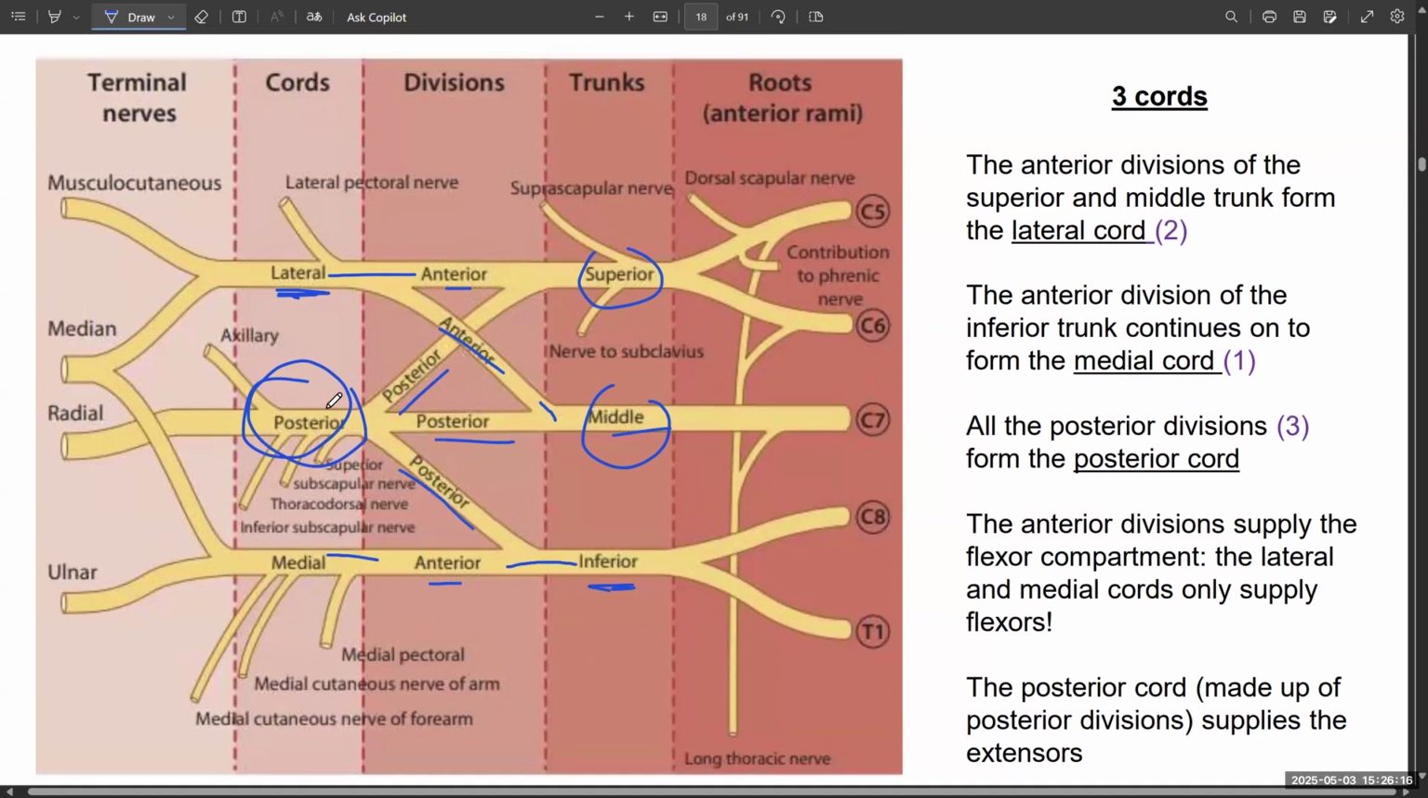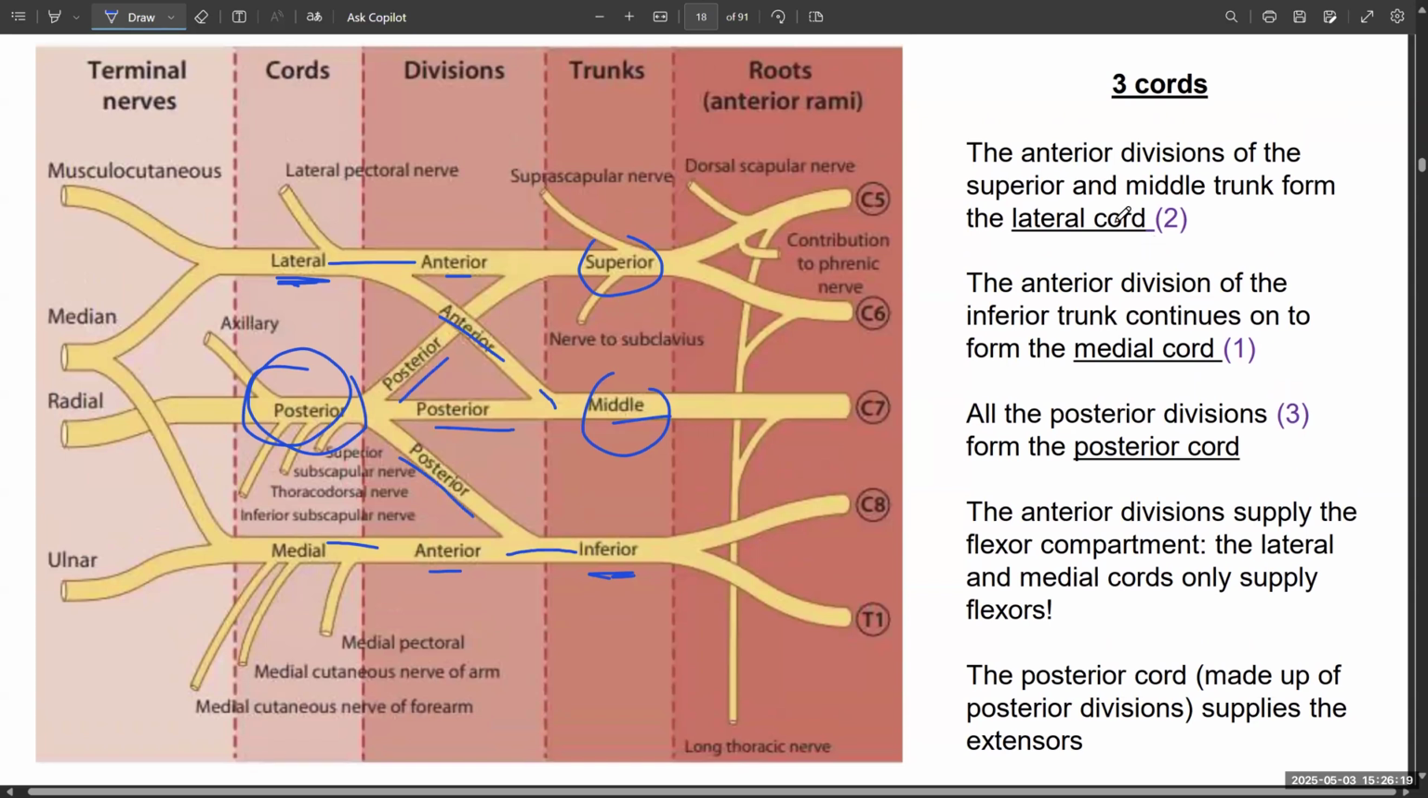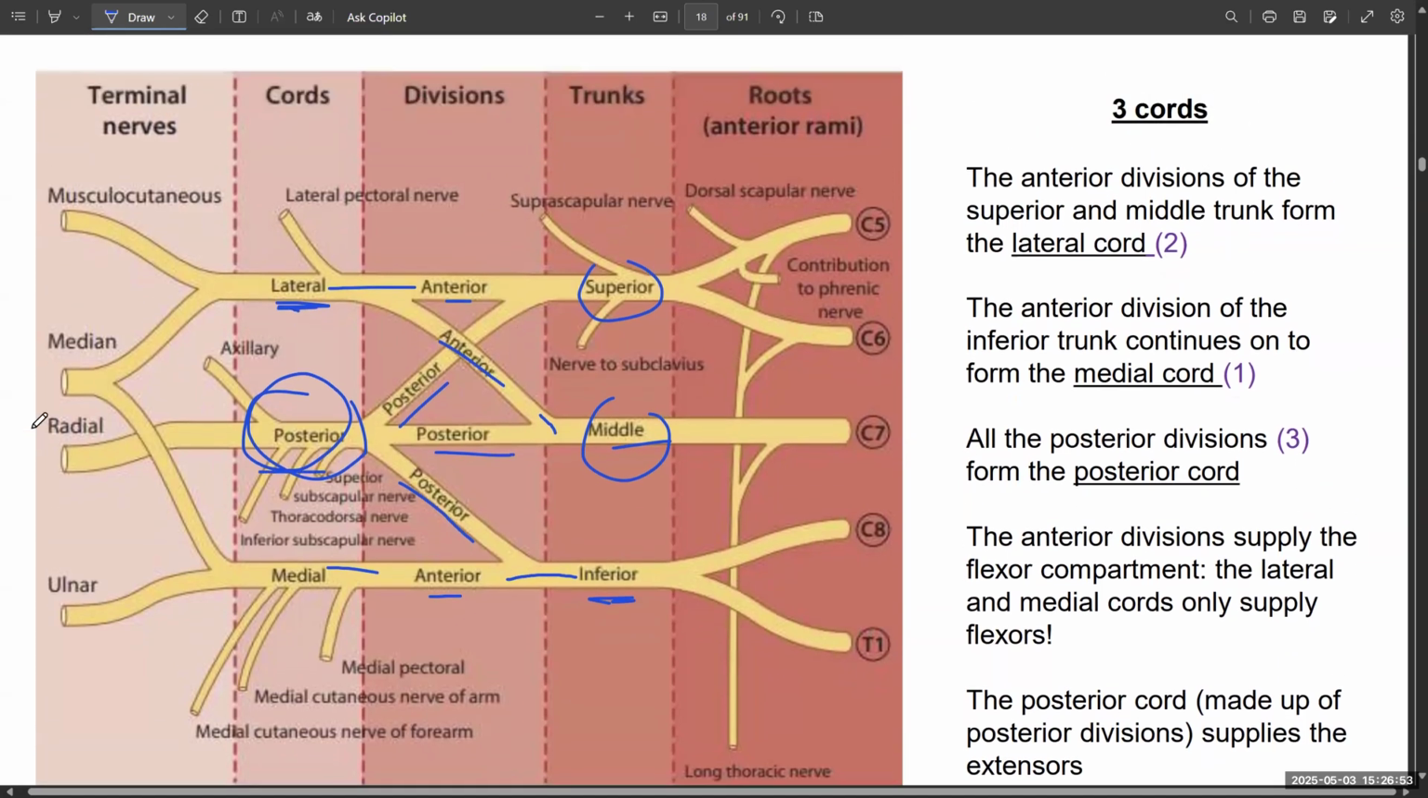Okay, I might have been fast, but let's go over it one more time. The anterior divisions of the superior and middle trunk form the lateral cord. So anterior division, also anterior division, form the lateral cord. Then the anterior division of the inferior trunk continues on to form the medial cord. So inferior trunk, and then the anterior division, and then that forms the medial cord. All the posterior divisions form the posterior cord. So we know that each of these trunks has a posterior division. So 1, 2, 3. Those join to give you the posterior cord. So in total, 2, 1, and 3, we get 6 divisions, and that forms 3 cords.